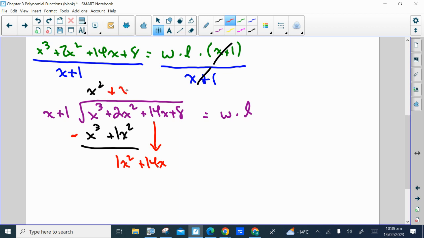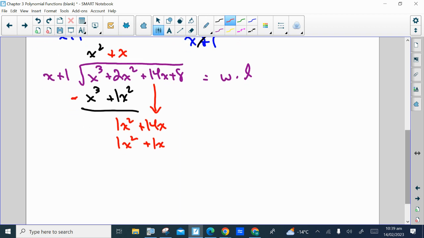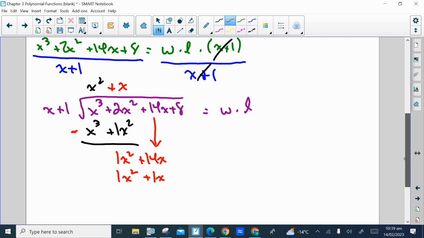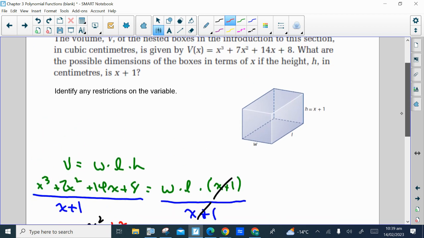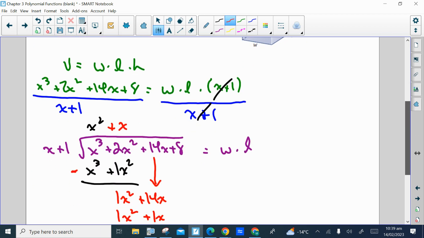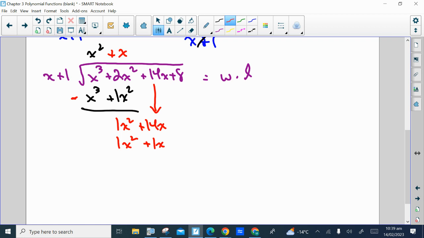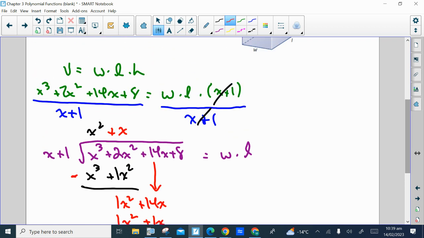This next term has to be a positive x, because when I multiply by what's in front, x times x will give me the positive 1x squared, so that when they subtract, they'll cancel. And x times 1 is positive 1x. Did I write something down wrong? I'm sorry, it's 7x squared, not 2x squared. I wrote a 7 first time, but when I did the division, that should have been a 7x squared, not a 2x squared. So we'll fix that.